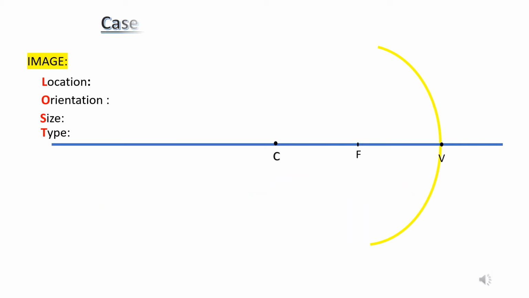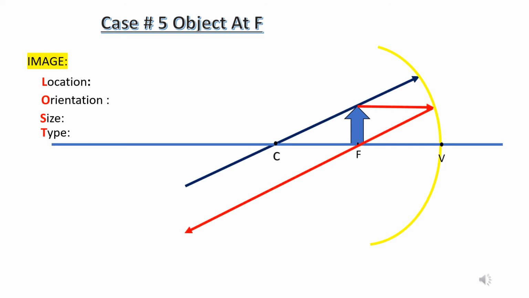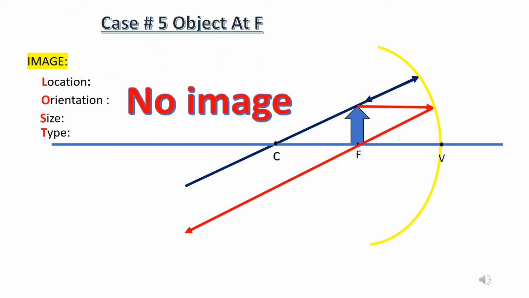For this case, what do you think will happen if the object is located at F? That is, what type of image will be formed? Again, let's use 2 out of 3 rules. As you can see, the reflected rays are parallel. Reflected rays will never meet. As a result, when object is at principal focus, there will be no image.